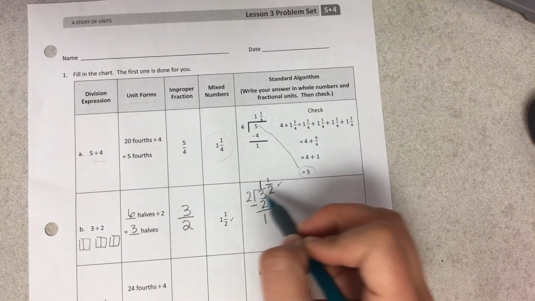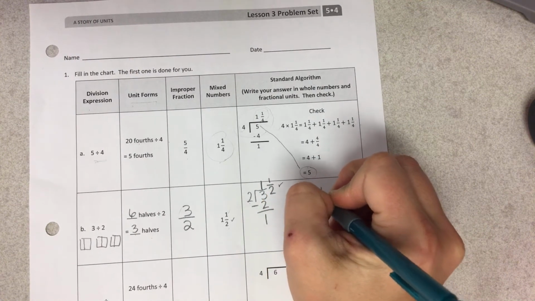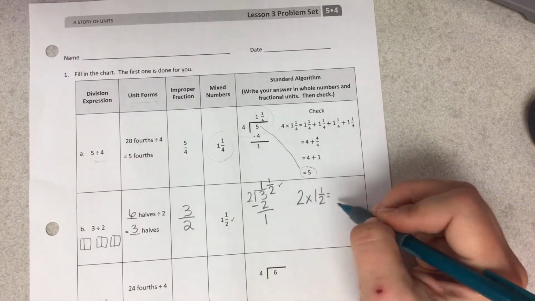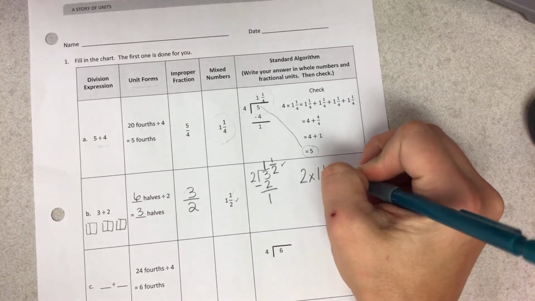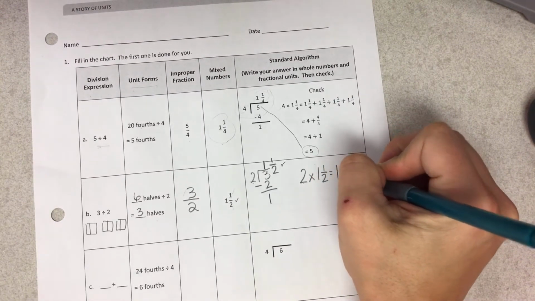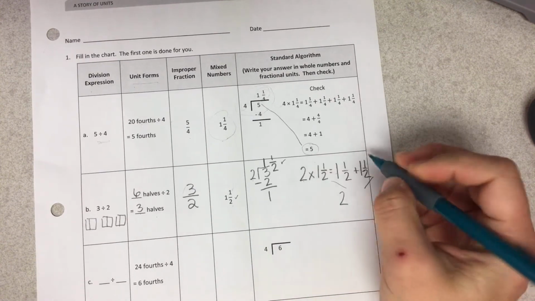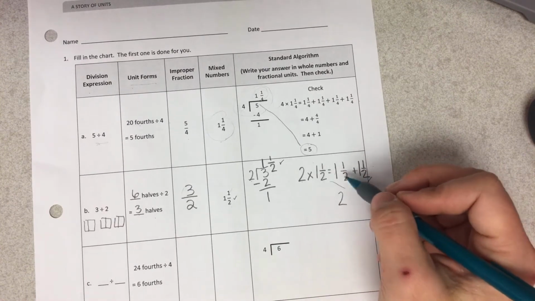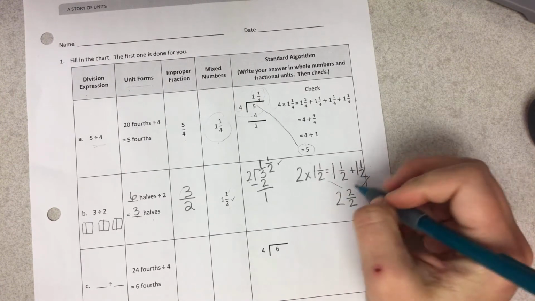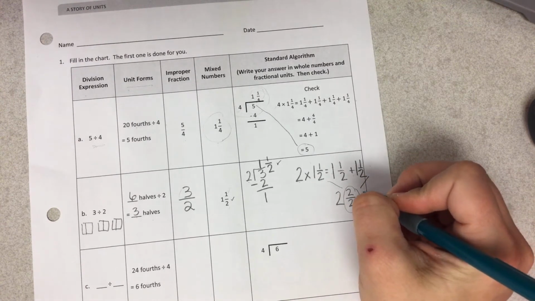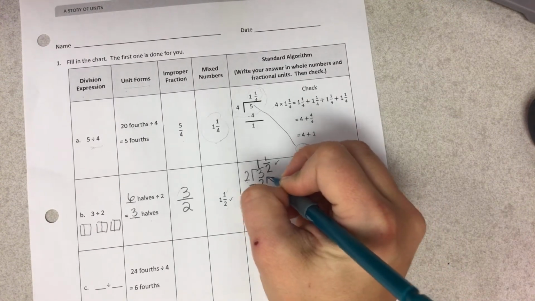Then to check my work, I'm going to take my divisor and multiply it by my quotient. But instead of doing the multiplication, I'm going to add it. I'm going to add 1 and 1/2 two times, so 1 and 1/2 plus 1 and 1/2. Now I can add these up. 1 plus 1 is 2. Then I add my fractions, which have a common denominator, so I don't have to change my denominators at all. 1 plus 1 is 2 halves, which actually equals 1. Then I've got 2 plus 1. My answer is 3, and it does check right up here.